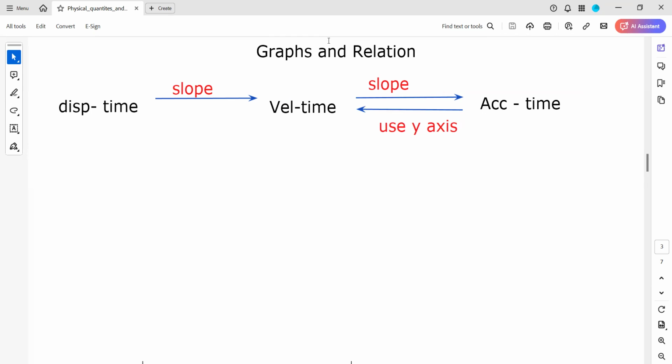I'll give an example so you'll understand what it means. And if you have a velocity time graph and you need a displacement time graph, again, you will use the y-axis. Now, I'll give an example. Let's take the first example. And I'll make a simple graph. So you have, in exam, you have a displacement time graph.